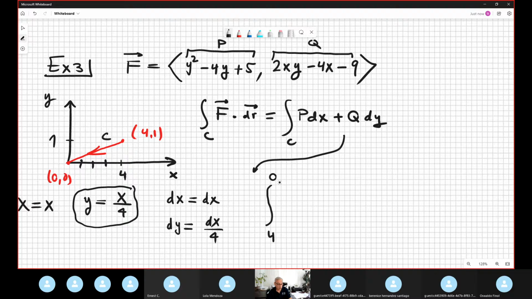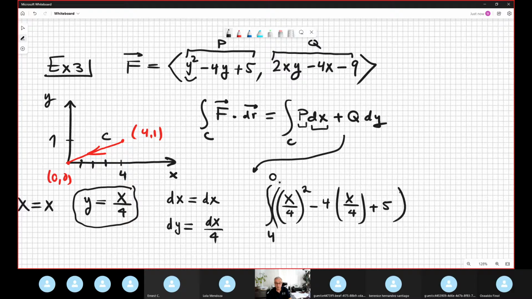P is y squared, but y is x, sorry, (x over 4) squared, minus 4 times x over 4, and plus 5. This is cute. I did the parameterization of the integral. dx, and dx is dx. So everything multiplied by dx.